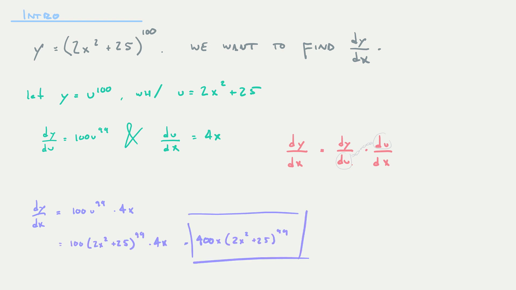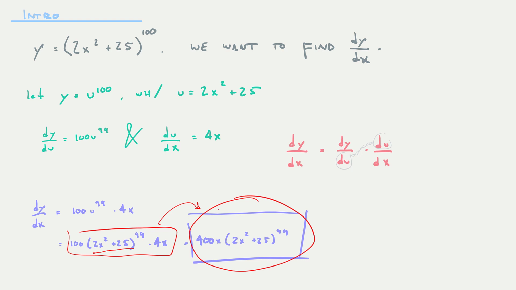U itself, though, is 2x squared plus 25, and so this is our derivative. You can make it look a little bit nicer by multiplying the 4 with the 100, putting the x out in front, and that looks a lot nicer. And this is the thing that's modeling the slope for this. It is the true derivative. And that's the chain rule.